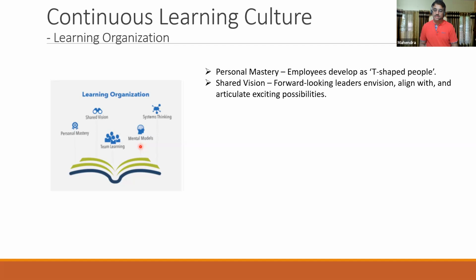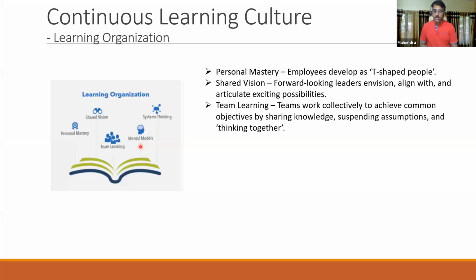And the shared vision: the leaders are always in a communicating mode, and they share the vision very openly, and there's open communication. And there's always a focus on team learning, to achieve shared knowledge, sharing of the knowledge, and thinking together. That is where the concepts of communities of practice and things like that come into place.